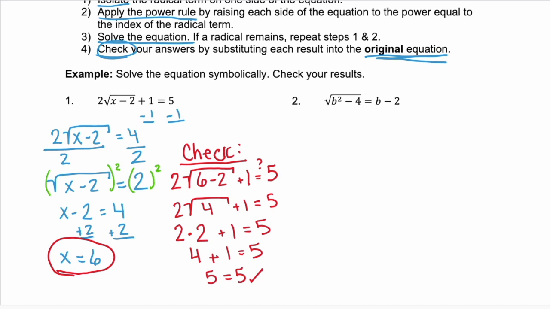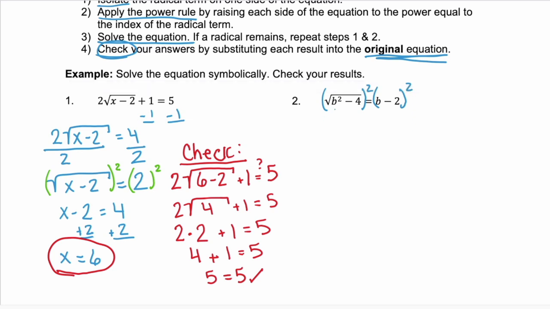Let's look at example 2. Now in this example, our radical is already isolated. It's all by itself on the left-hand side. So now we go to step 2, which is using that power rule. Since we have a square root again, we're just going to square both sides.